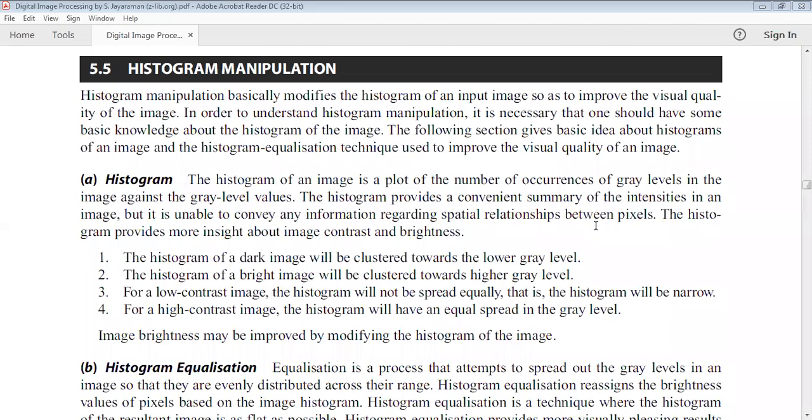What is the maximum gray level if you represent each pixel with 3 bits?